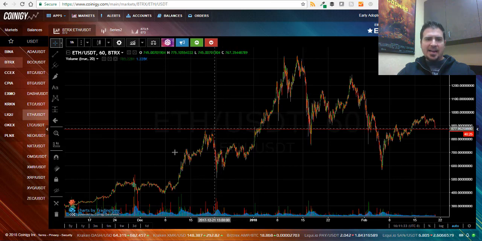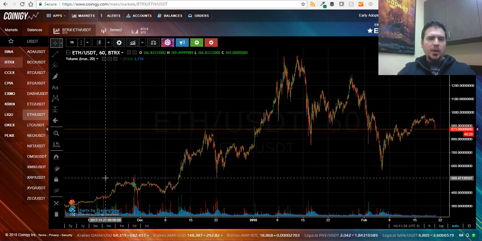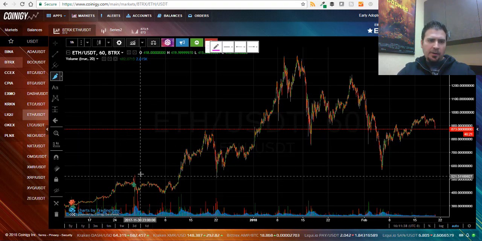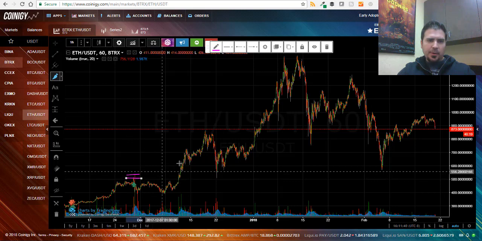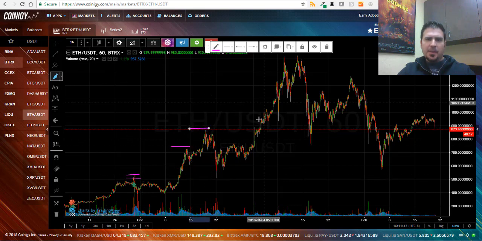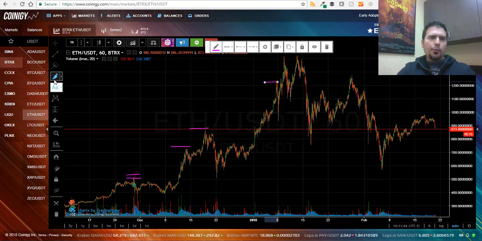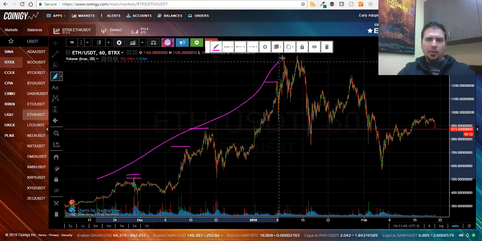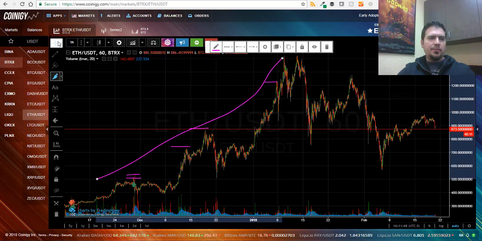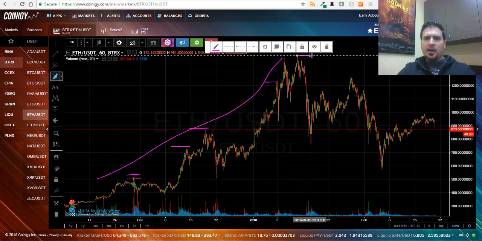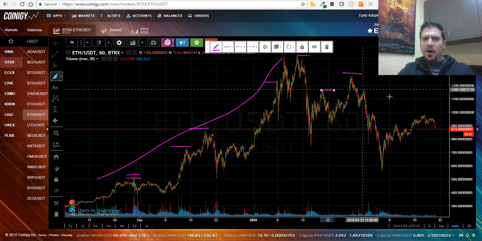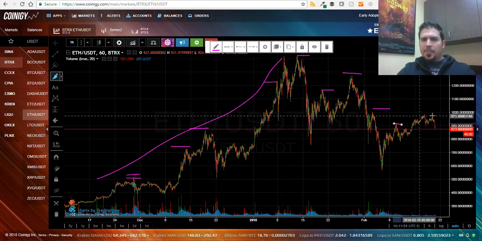Ethereum, same exact thing, right? On the way up, we see a lot of up points. Here's an up point right here. Here's an up. Here's an up. And overall, the pattern is bullish, right? We're going up. So it's safe to invest at that point. On the flip side, we see it going down, down, down, down, down.